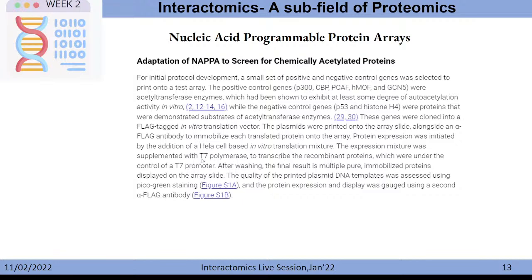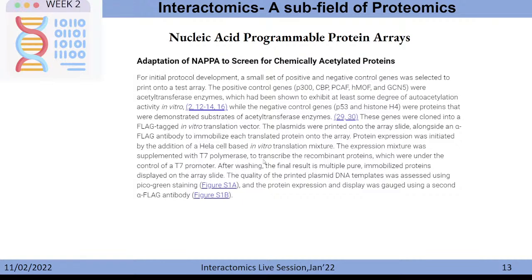So these were in vitro FLAG tagged. Here what was used was the FLAG tag. As you know, you need to tag with either GST or FLAG so that it can get immobilized at the correct place. The plasmids were printed into the array site along with an alpha-FLAG antibody to immobilize the translated protein to the array. So after expression, the FLAG protein just gets immobilized. Then protein expression was initiated by addition of HeLa cell-based lysate.